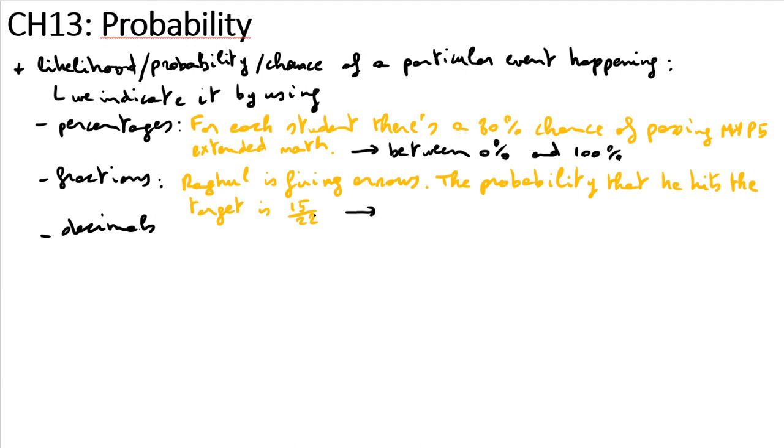And the fraction must be between 0 over the denominator that you have here, 22 in this case, and the maximum, so 22 out of 22. In this case it is 22 because the denominator is 22. When let's say the denominator was 15, then the probability must be between 0 over 15 and 15 over 15.